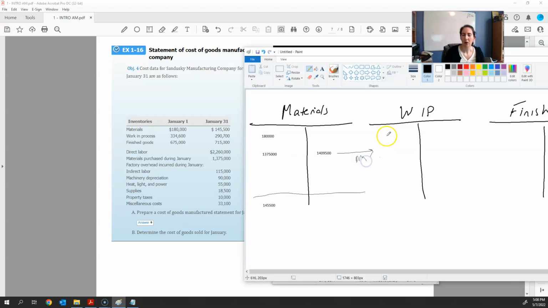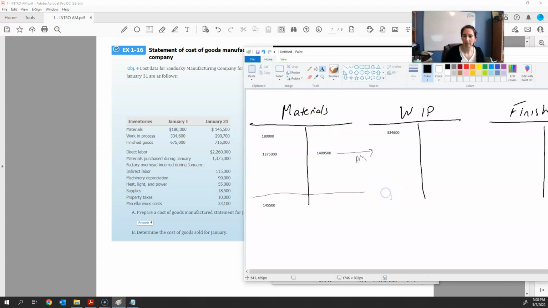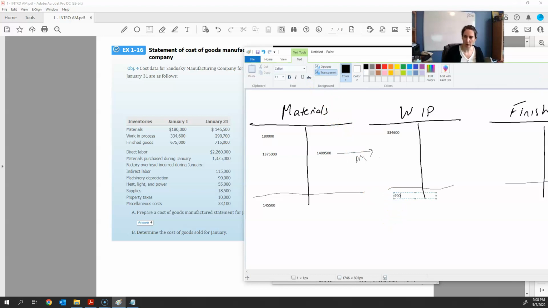DM. All right, so now let's take a look at the work in process account. The work in process account started with a balance of 334,600. We're going to do the same thing, kind of. 334,600. That was our beginning balance in there. Okay, we're going to draw our line. Our ending balance in that account was 290,700 here. I'll draw a line and finish goods before we can get there. Final balance in that account, 290,700.